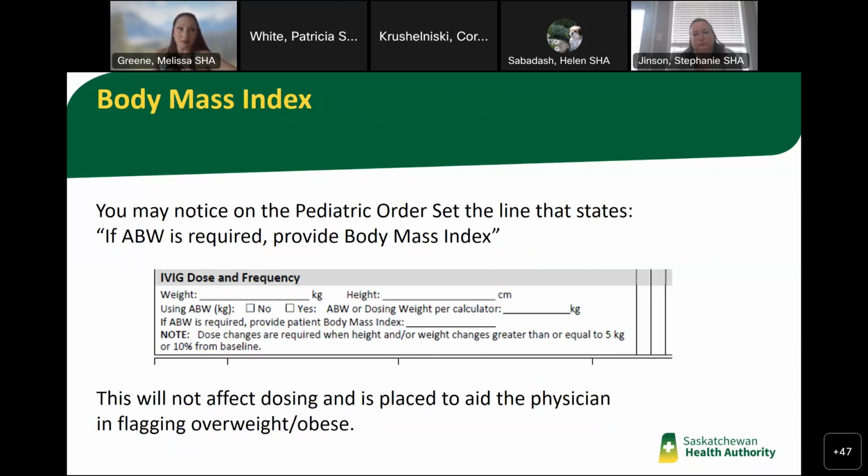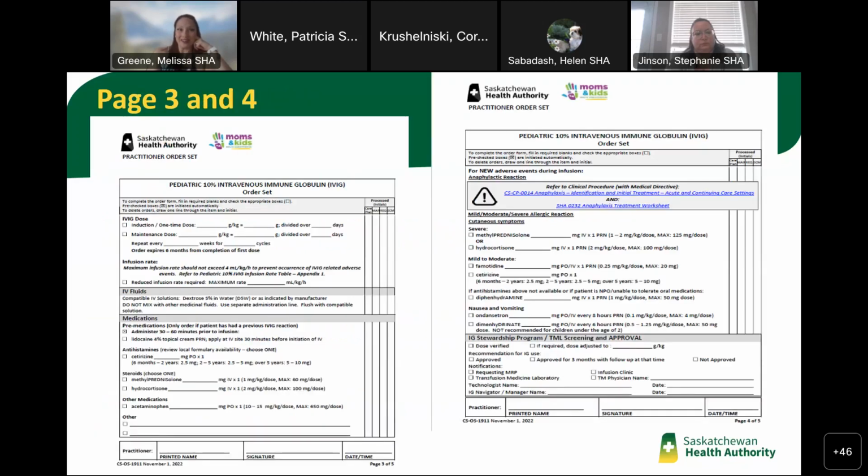We thought it would just be simpler to have an age limit. So 10 and under, body weight. 10 and over, check to see if they meet the criteria. You may notice on the pediatric order set that there's a line that states adjusted body weight. If adjusted body weight is required, provide body mass index. This will not affect dosing and is placed in there to aid the physicians in flagging if a patient is overweight or obese in pediatrics, because that increases their risk factors for other health conditions. On to page 3 and 4.